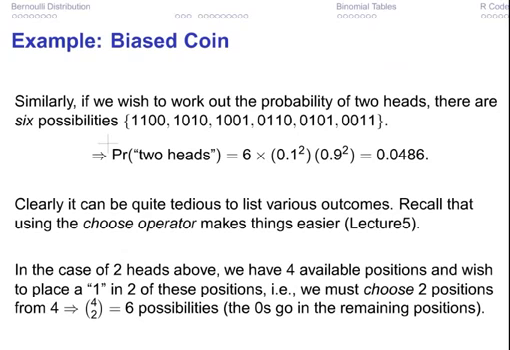So that's the biased coin example. Now you're thinking, is that the way we do it? Not really, to be frank. It's not the way we do it, because that would just take too long.